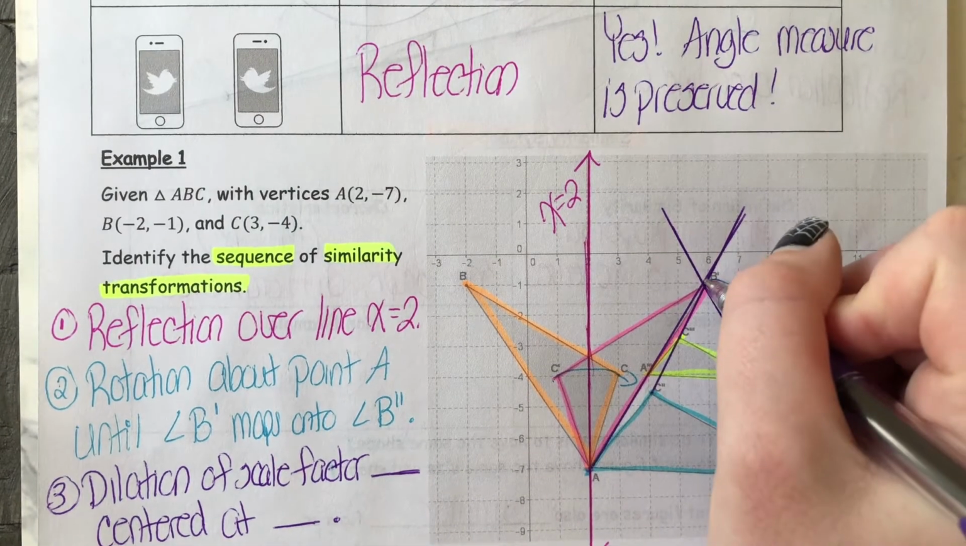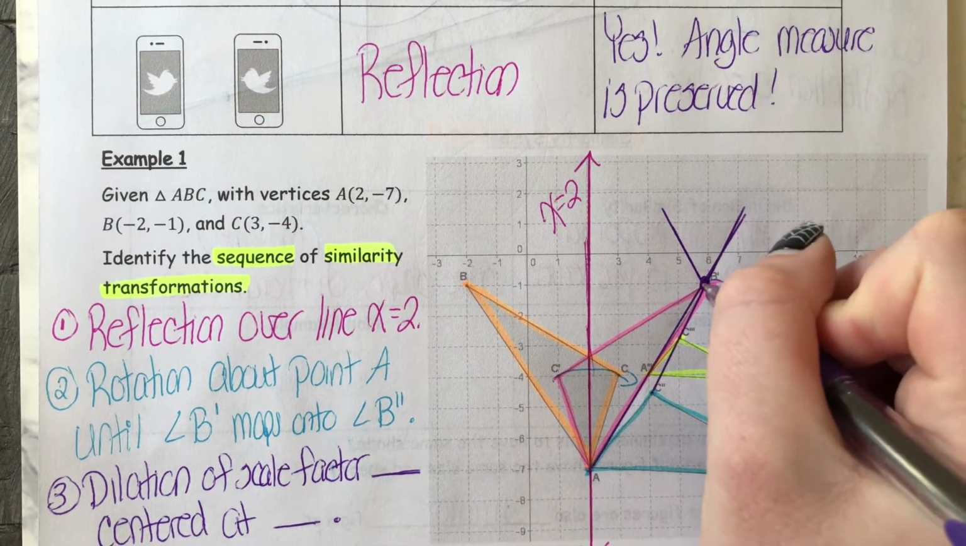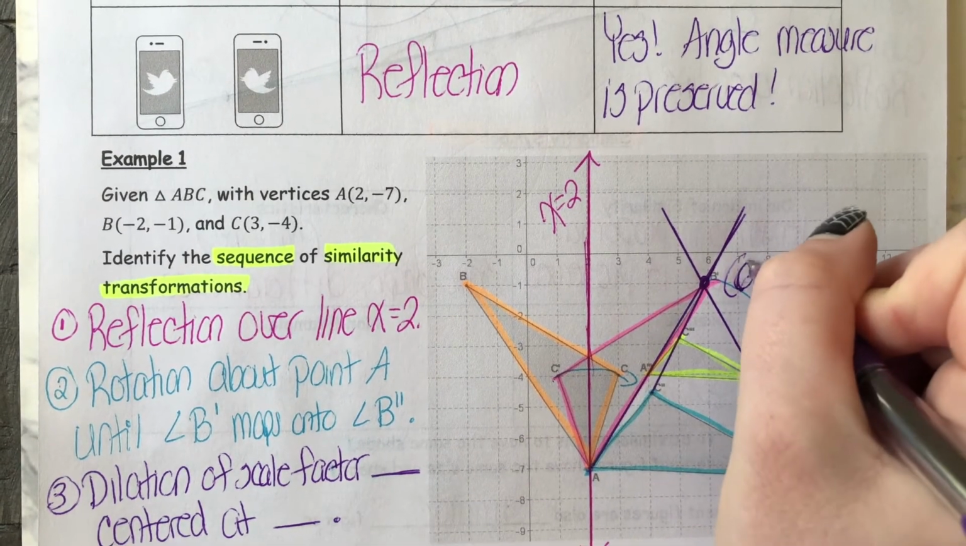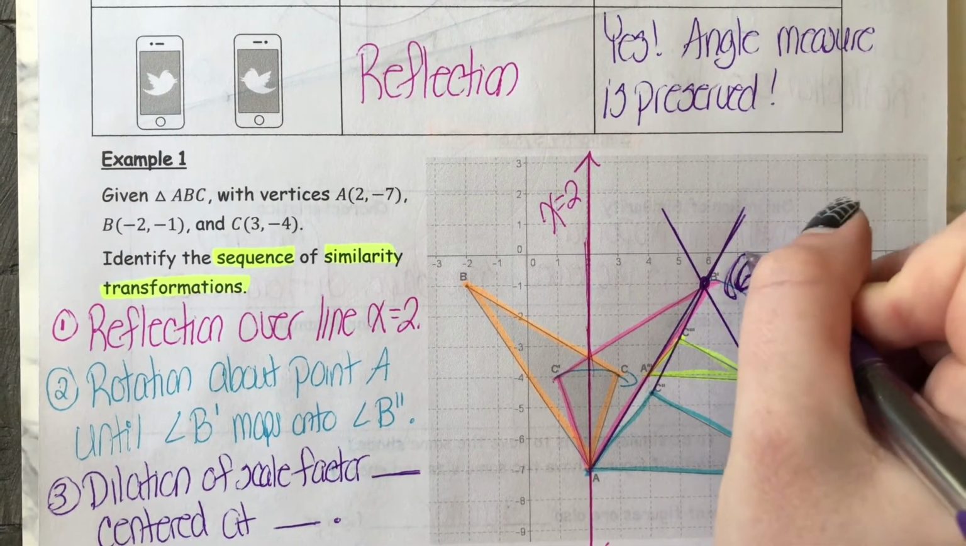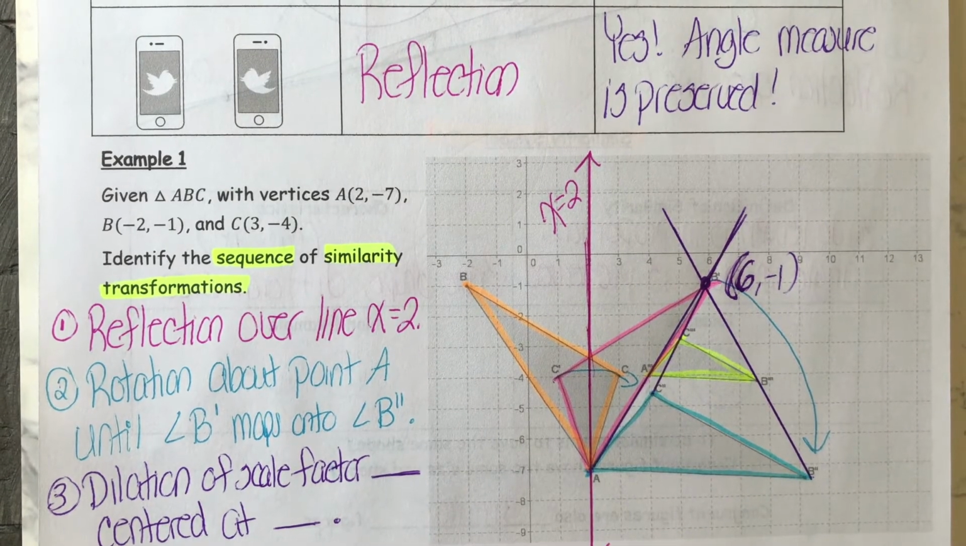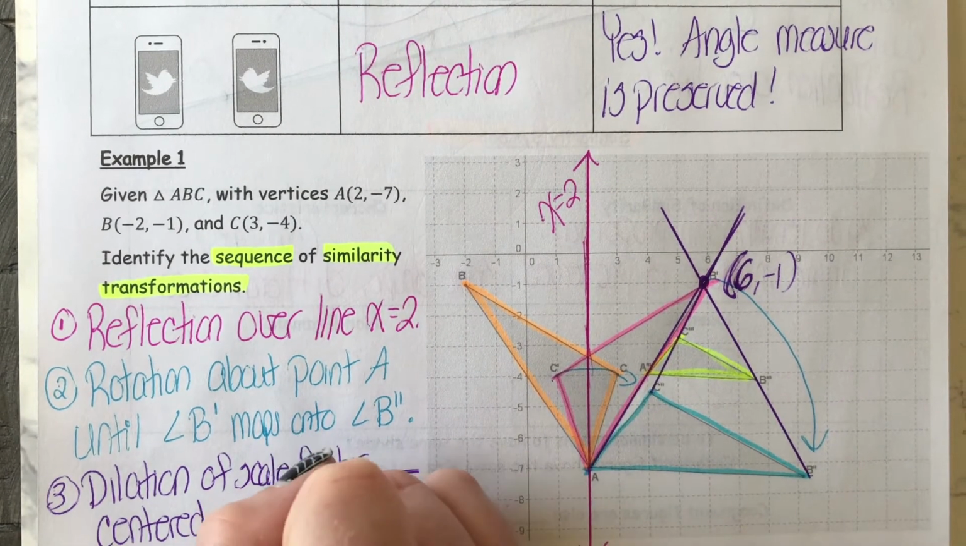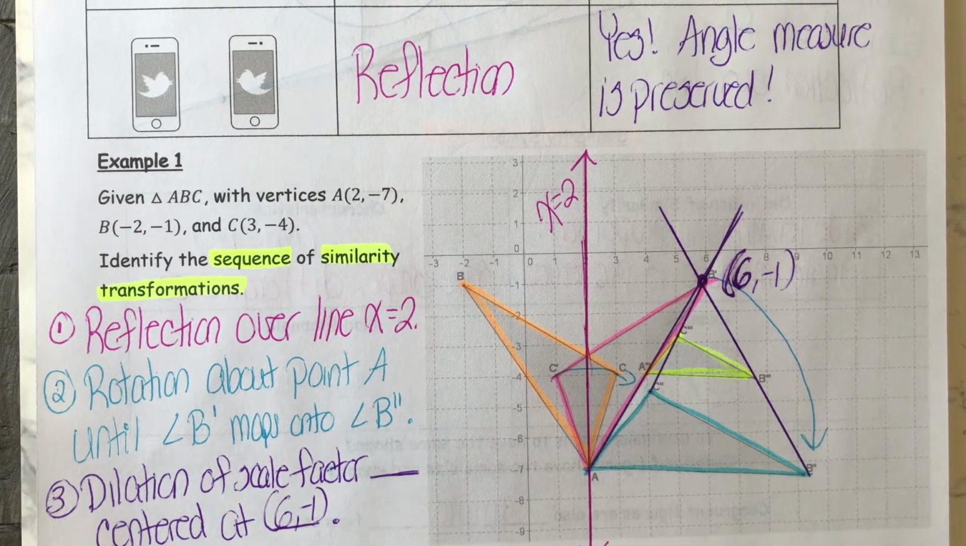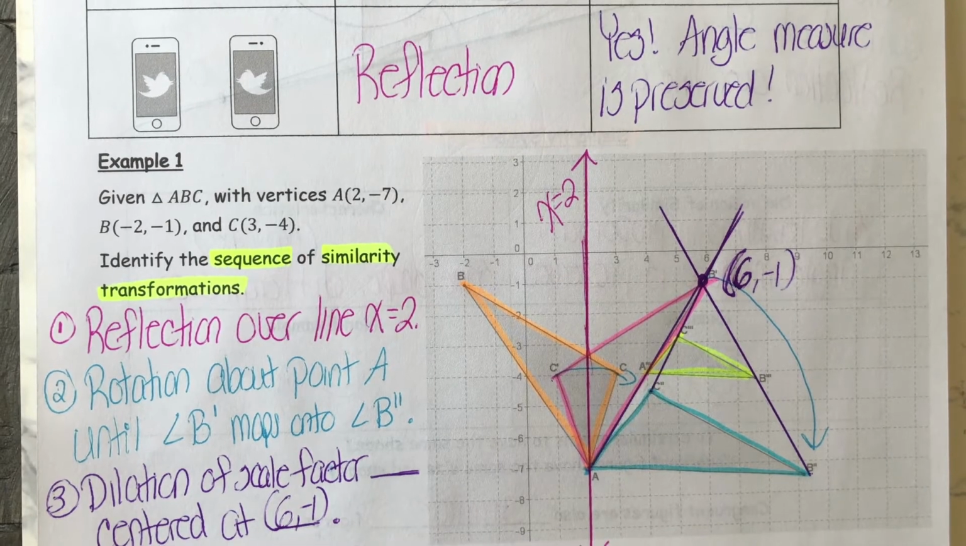I can see that all of these lines are crossing at the point (6, -1). So I'm just going to write that on the side here. (6, -1). All right, so that's going to be my center of dilation. It's going to be the point (6, -1). I'm going to put it inside parentheses because it's a coordinate, x, y. Now I have to figure out what the scale factor is.